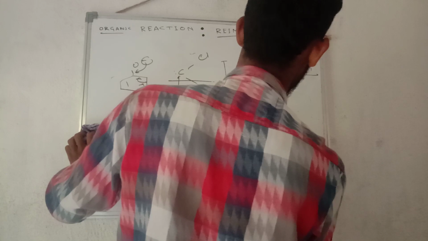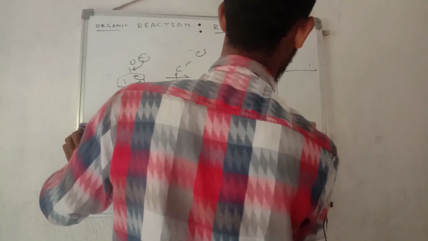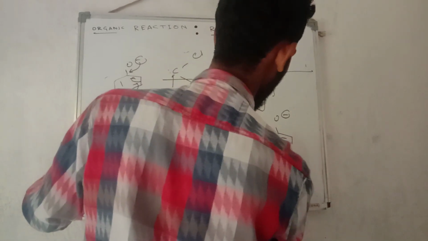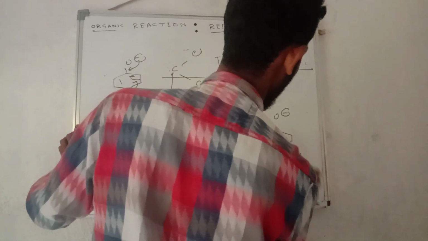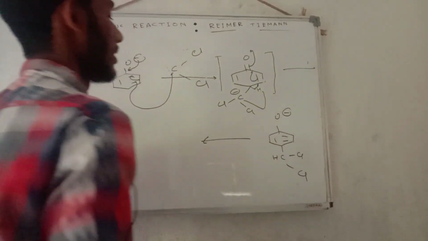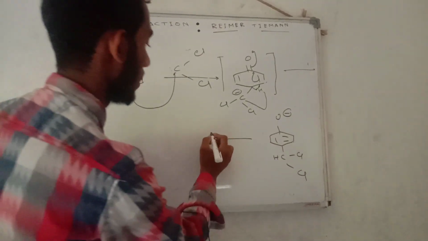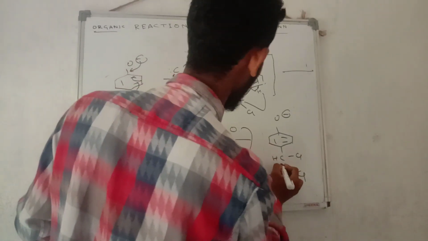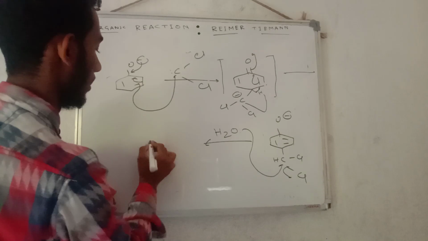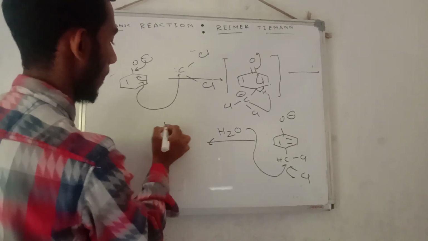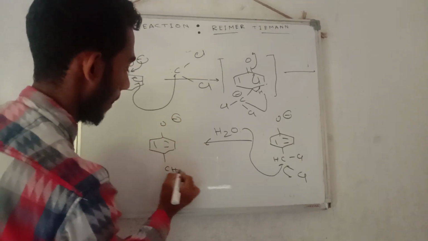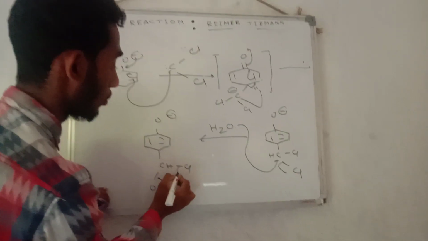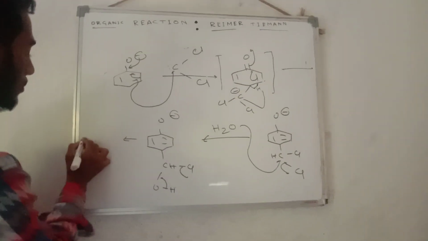What will you get? This hydrogen will fall off here. What do we get? As you know, since the system is basic, some amount of water is present. The lone pair of oxygen will attack and the chlorine will leave. And what we get? Then this OH minus will attack and chlorine will leave. What will we get?